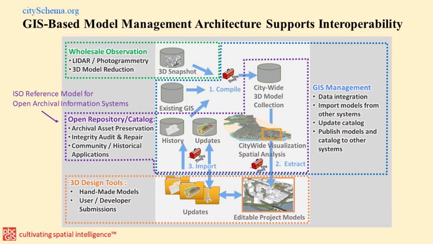One of the main products of this is the Open Repository Catalog, which permits an archival grade asset preservation modality, integrity audit and repair, and accessibility to open source tool chains. This open format repository is based on the reference model for Open Archival Information Systems, OAIS.